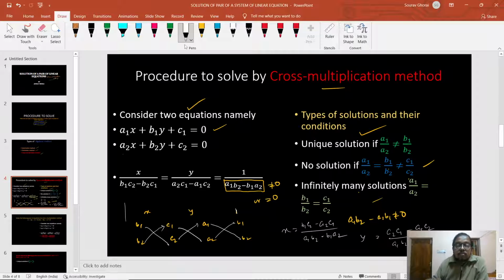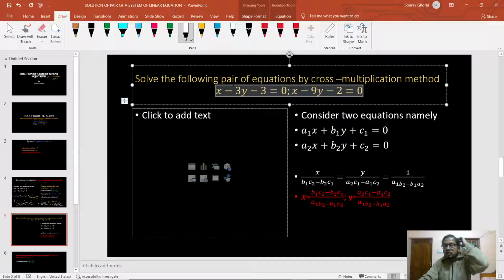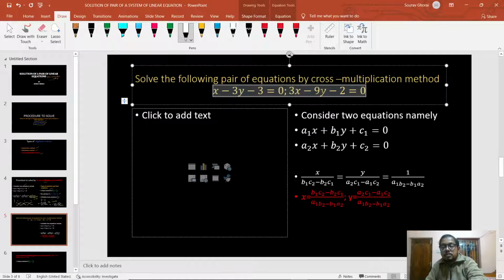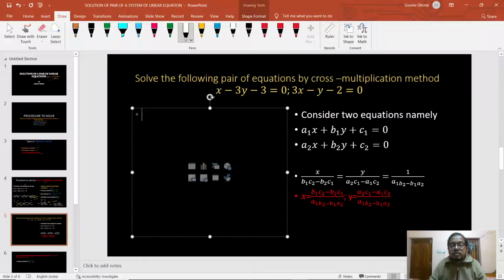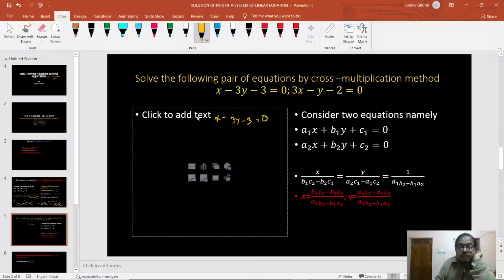Now we are going to check with one problem how we can find the solution. Let us take this problem: solve the following pair of equations by the cross multiplication method. x minus 3y minus 3 is equal to 0, and 3x minus y minus 2 is equal to 0.